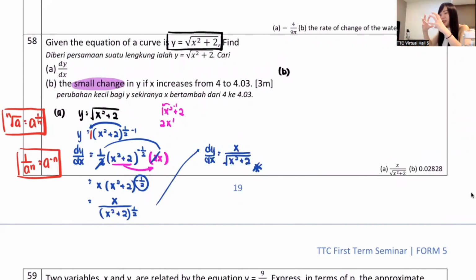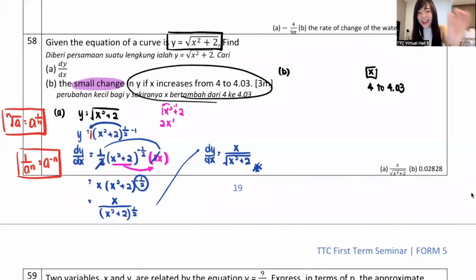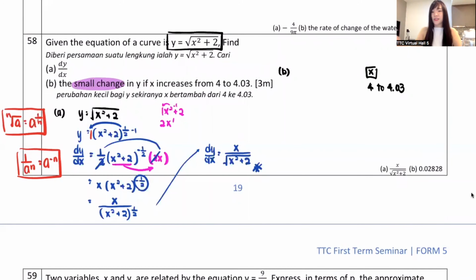Like you smaller and then you smaller and smaller and then you just decreasing in a speed. Rate of change is talking about speed. But small change is just talking about one number change to one number. So you can see, they try to tell me the x change from 4 to 4.03. Don't ask me, teacher, how you know? I read. They say x increases from 4 to 4.03. Isn't it? That is what they try to tell me.